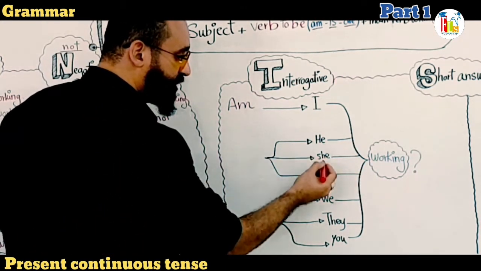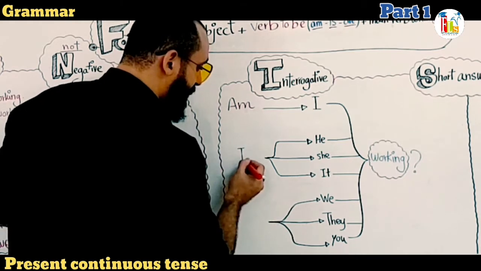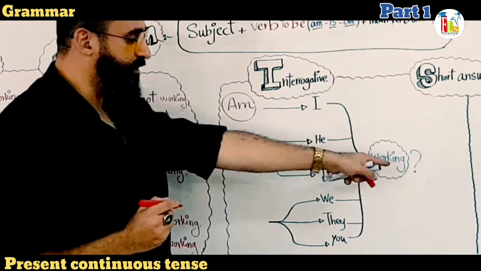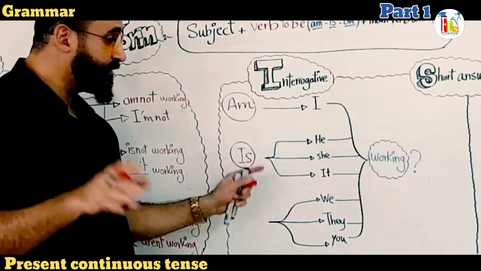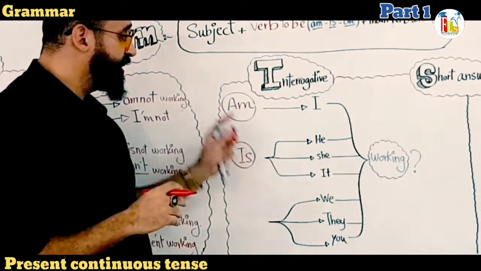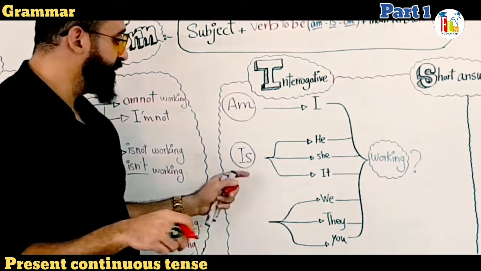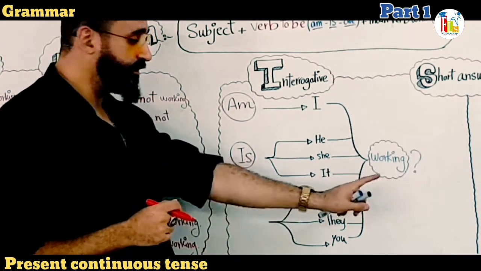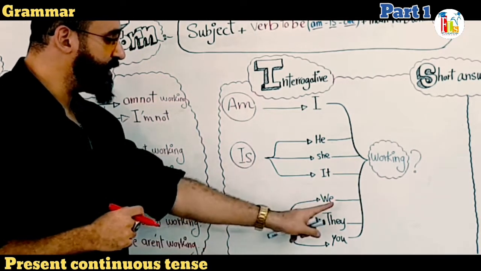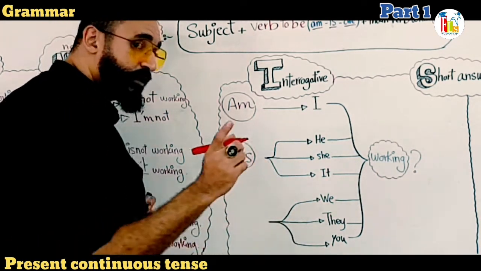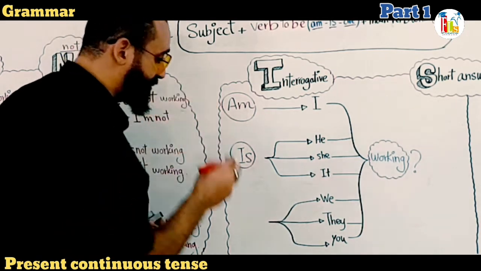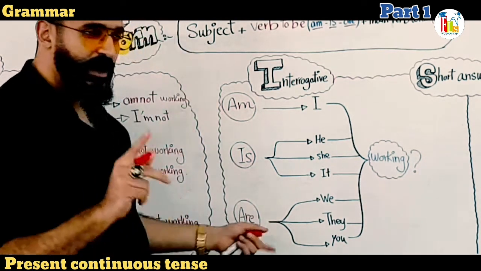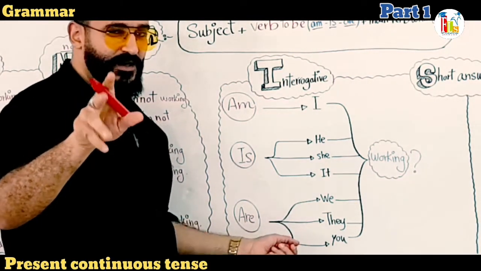And what about he, she, and it? It is going to be is. So, am I working? Is he working? Is Ahmed working? Is Sharif working? Is Kayla working? Is it working? Great. So what about the we, they, and you? Try to make a guess. Yes, you are correct. It's going to be are. Hey, are you working? Yeah, I'm working.